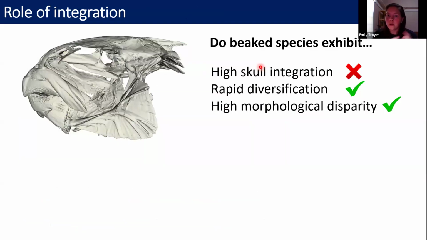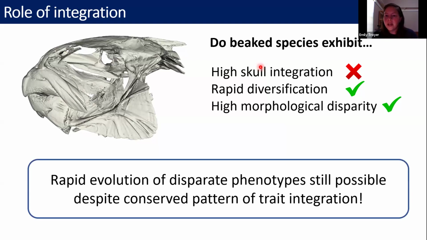So if we circle back to our aims, we show that despite beaked species displaying really high diversity, disparity, and rapid morphological diversification, we didn't find any significant differences in patterns of modularity and integration between our beaked and our non-beaked groups. This suggests that rapid evolution of these maximally disparate phenotypes can still arise while maintaining this conserved pattern of trait integration. And integration may have less of an effect on the evolution of innovation.